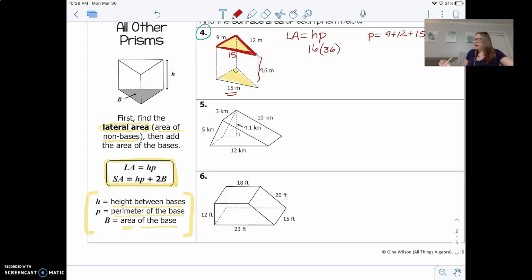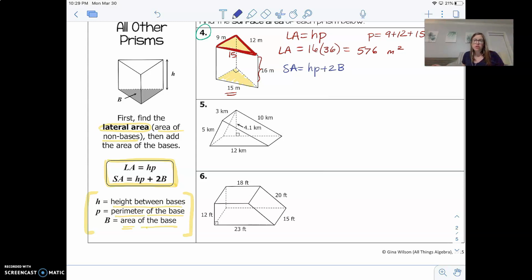So once we have that, we can now calculate, ooh, gross, the lateral area of this triangular prism. So 16 times 36 is 576. Okay, that is meters squared. But I'm not quite done. That's just the lateral area. So now we want to do the total surface area. Okay, so the surface area, let's do another color here, is HP plus 2 capital B.